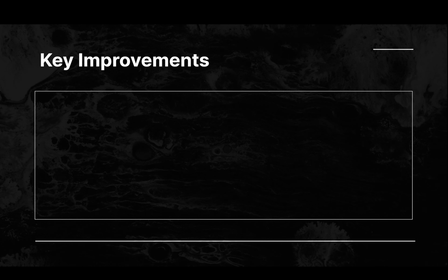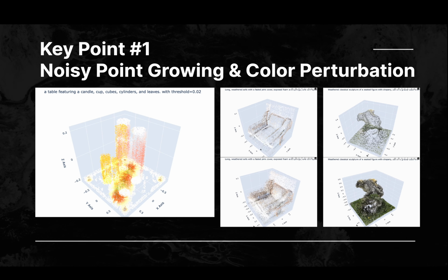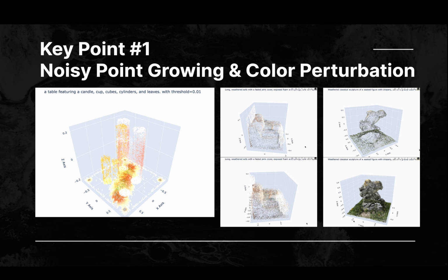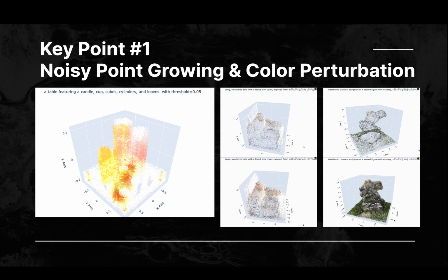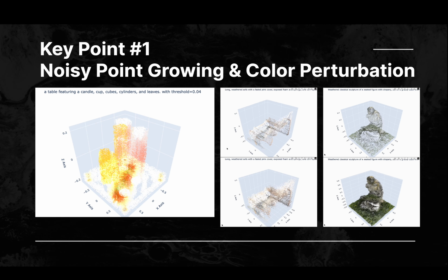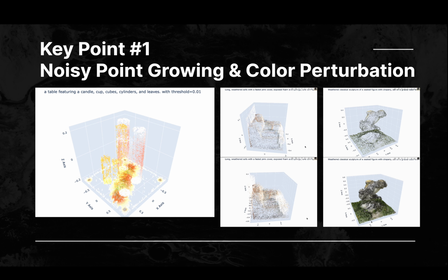In this whole pipeline, we have two key improvements. The first one is that we use better noisy point growing and color perturbation methods. And the second one is that we use a view-consistent diffusion method. We'll introduce these one by one. In the noisy point growing and color perturbation method, we take the sparse point cloud and randomly insert points with similar colors. And we can see on the right, the sparse point cloud becomes more detailed, and this will greatly help the optimization process of the 3D Gaussians.